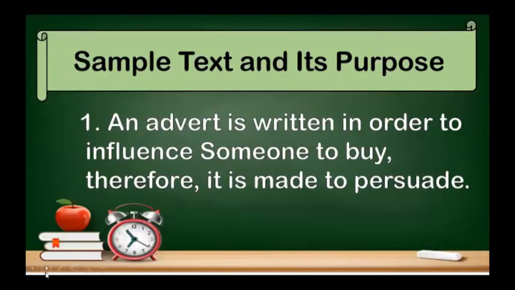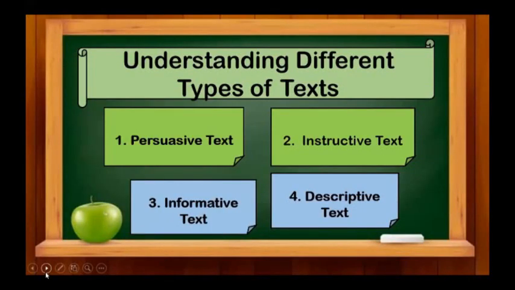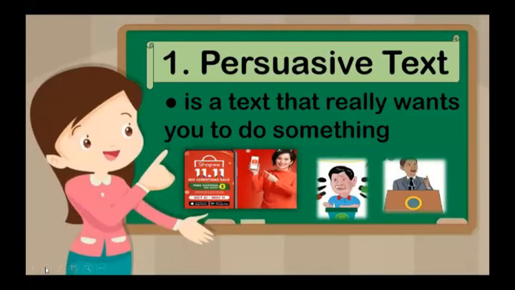Moving forward, we have to understand the different text types or types of text as they are presented to us. So we have four: persuasive, instructive, informative, and descriptive. First, we have the persuasive text. It is a text that really wants you to do something. Here is an example of a Shopee advertisement for an 11/11 sale wherein you can see lots of discounts and big deals. Upon seeing this particular advertisement, you might be encouraged to shop on this particular day.